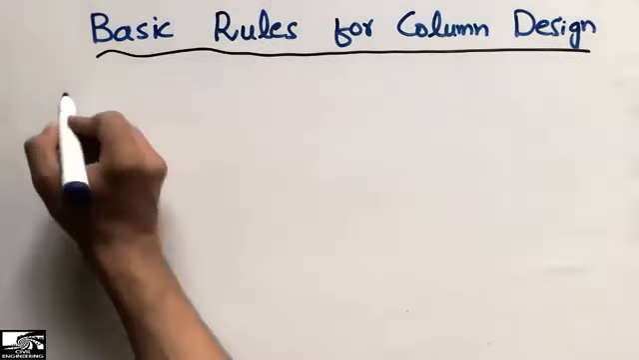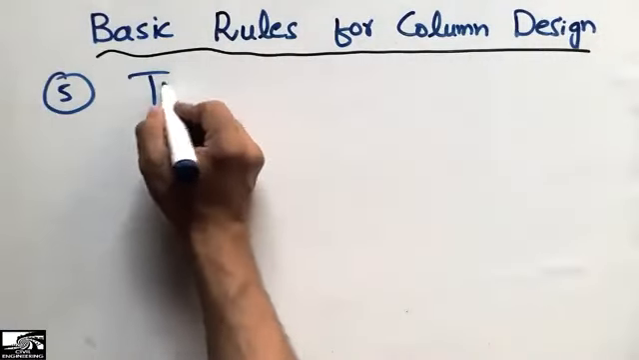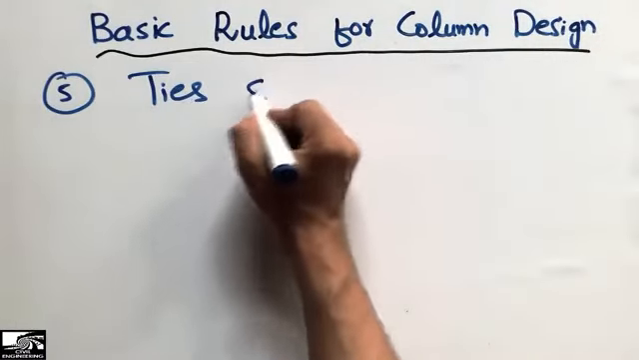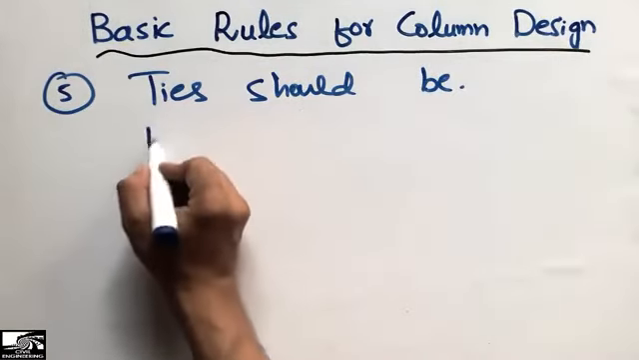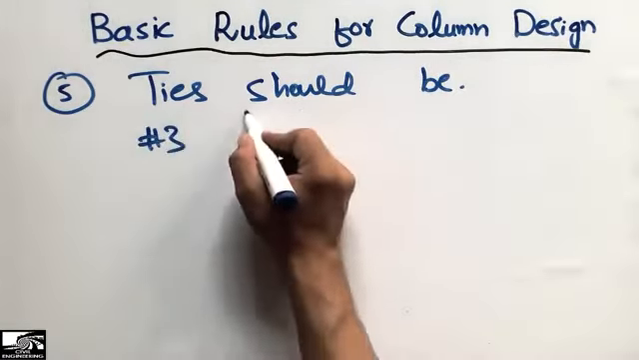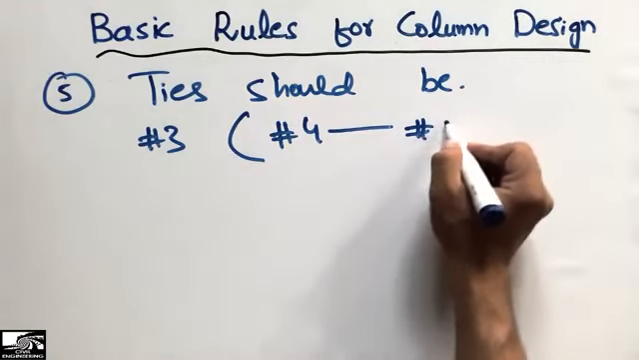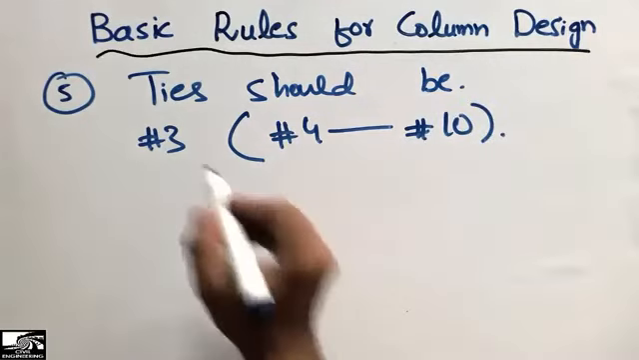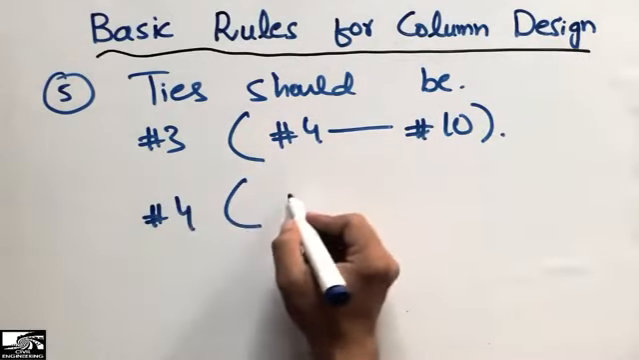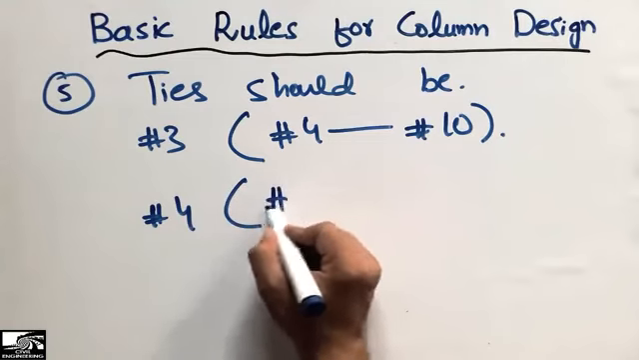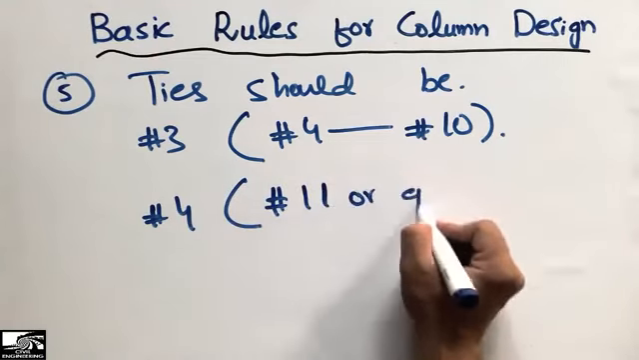The fifth and the last point about the design of the column is that the ties should be number 3 bar for longitudinal bars of number 4 to number 10. And the ties should be number 4 bar if the longitudinal bars are number 11 or greater than 11.